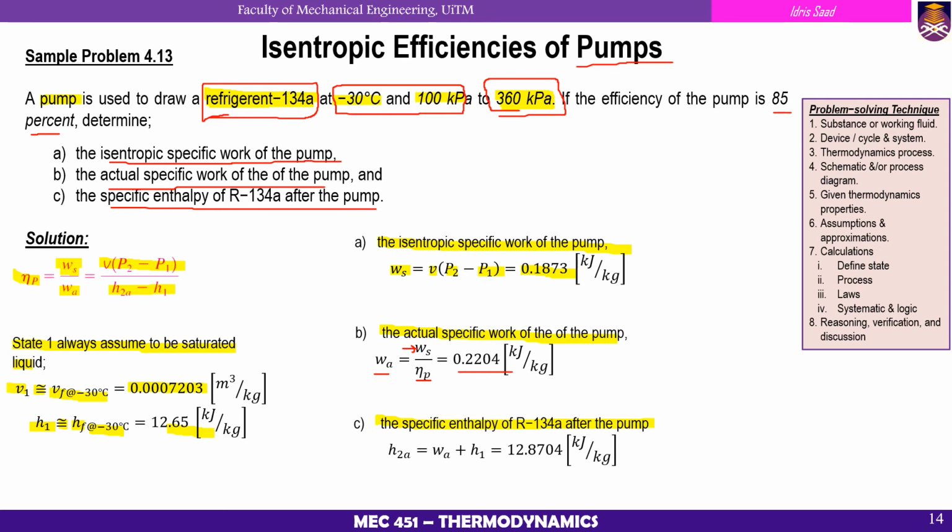And finally, we have the specific enthalpy of the R134a. Based on this equation, as I mentioned earlier, v times (P2 minus P1) is equal to Ws. This is also equal to h2a minus h1. We rearrange this equation, and we get h2a is equal to work actual plus h1. So we can get it as 12.8704. So this is how we use the isentropic efficiency equation of the pump to solve the problem of the pump.